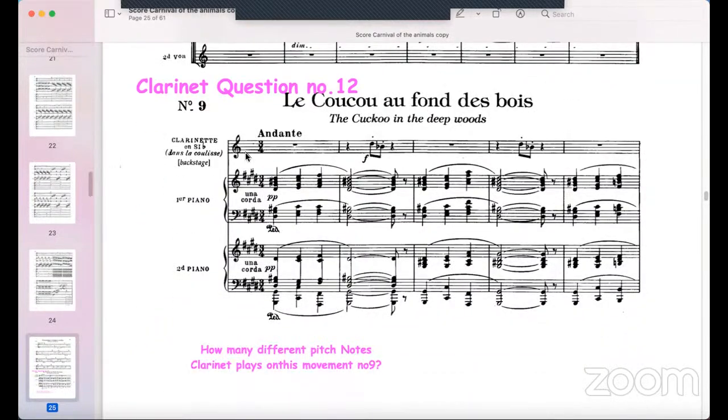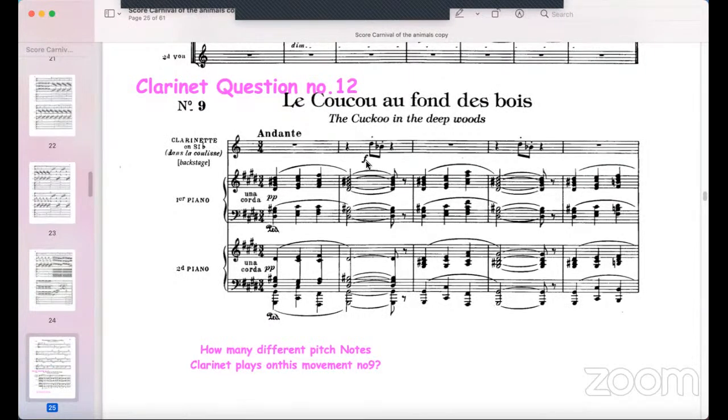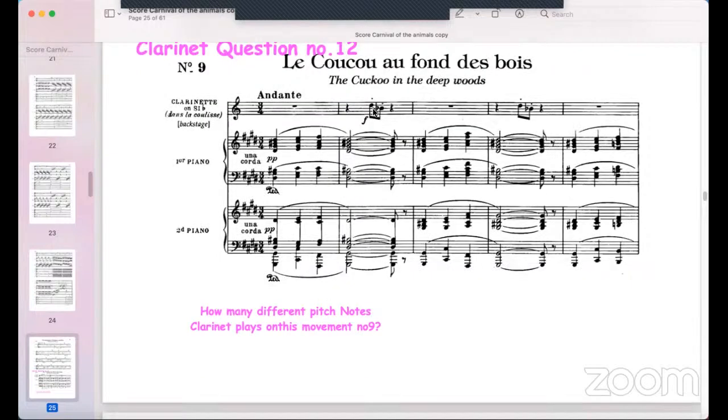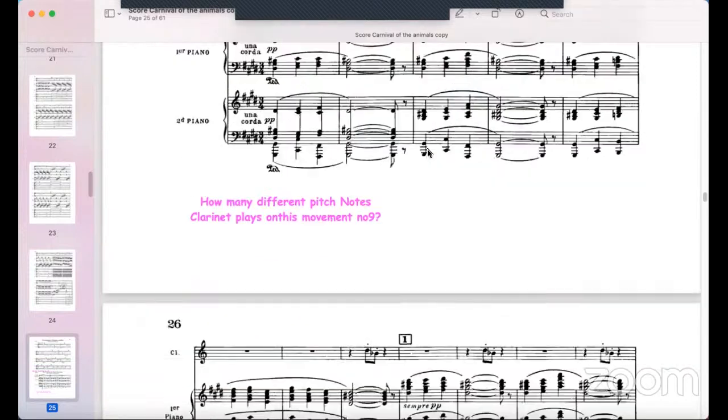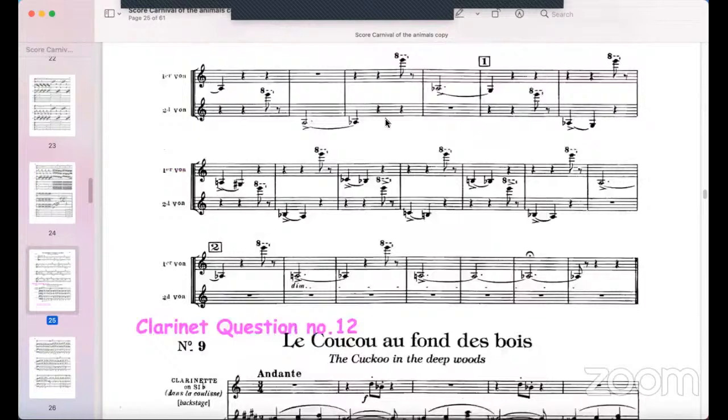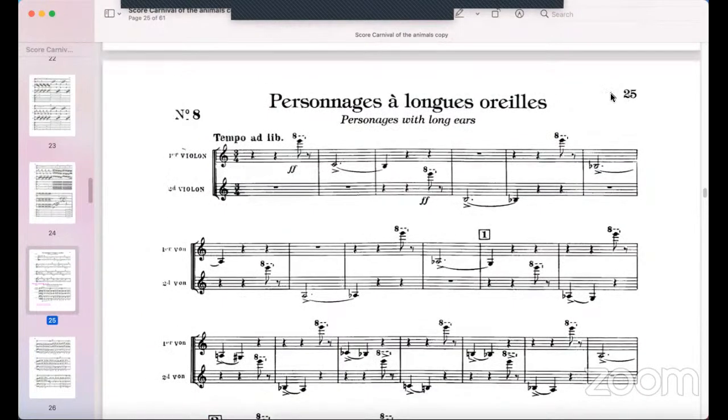That's the clarinet. How many different pitch notes does the clarinet play in this movement here? Those are the notes. It's written D5 and B flat 4, but sounds at C and A flat on the concert C. How many different pitch notes does the clarinet play in this movement? It's number 9 on the printed page 25.